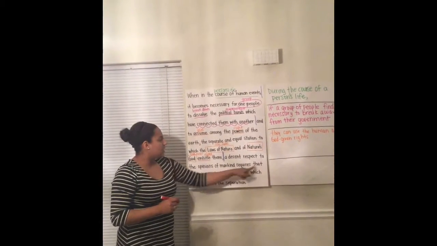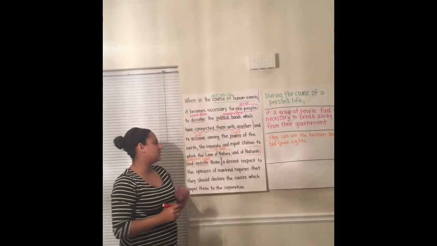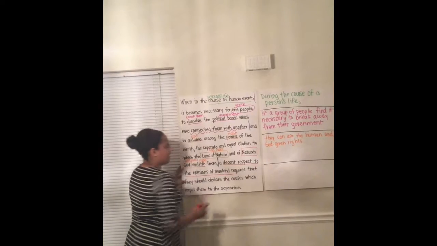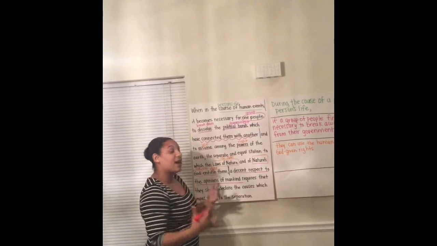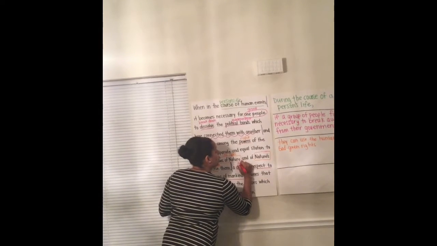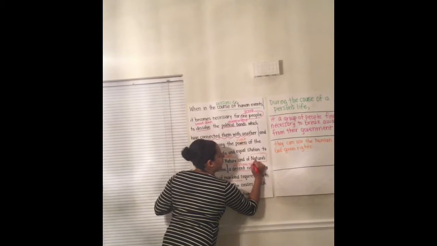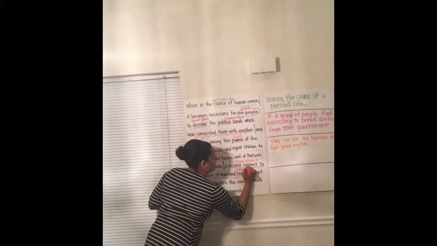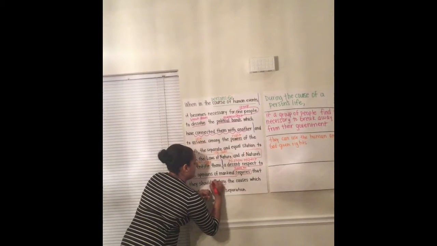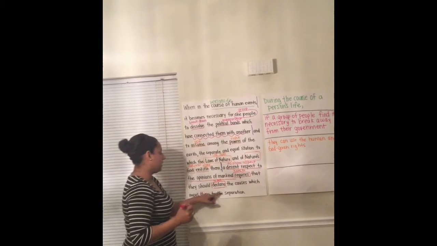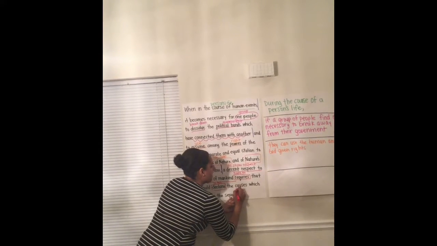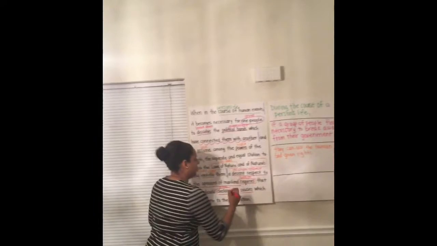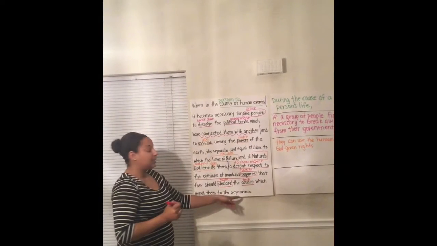A decent respect to the opinions of mankind requires that they should declare the causes which impel them to the separation. So here I have this phrase, decent respect to the opinion of mankind. It's kind of saying that if I respect somebody that has authority over me, in order to show respect, what am I going to do? Requires, I know that means I have to do something. Have to. Declare, I know that word means to tell. What am I telling? Oh, the causes or the things that are making me, or the events that are kind of forcing me to make this change. So forces that are making me make this separation.